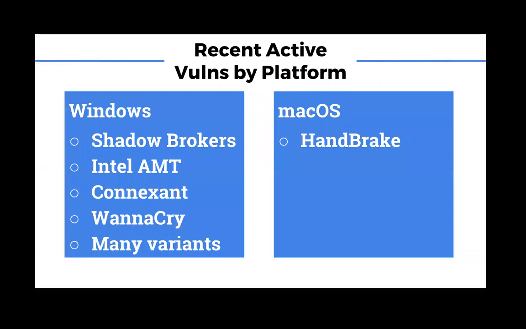I was reflecting while working on this talk on where we spent time in the last month, security-wise. On the left here, we have Windows, and we've had the Shadow Brokers dump, the Intel AMT, the Conexant, which you would think is the HP audio driver vulnerability, WannaCry, which is mostly related to Shadow Brokers, and then the now seemingly daily variants of the various SMB exploits. And on the Mac, we did have the Trojan version of HandBrake. These are not always that commensurate, but it's been really sharply distinguished in the last month or so.